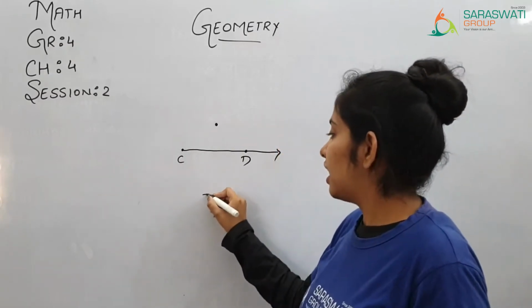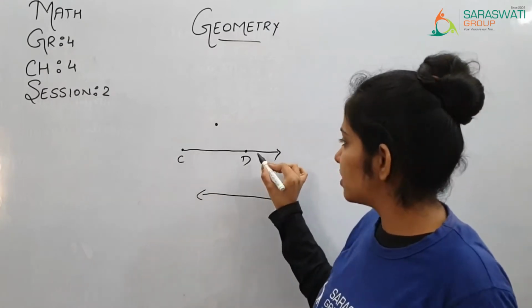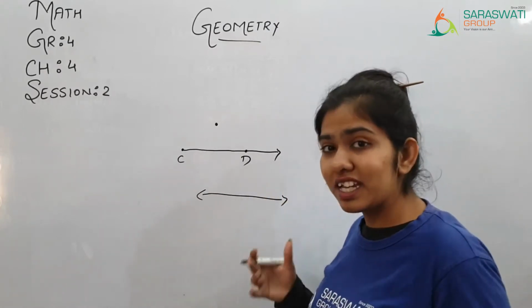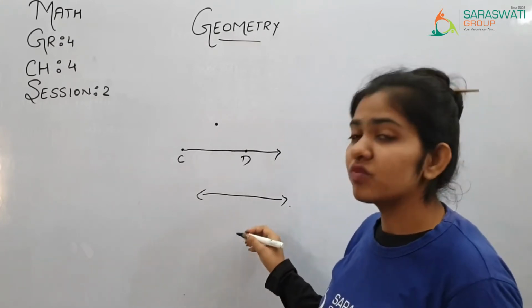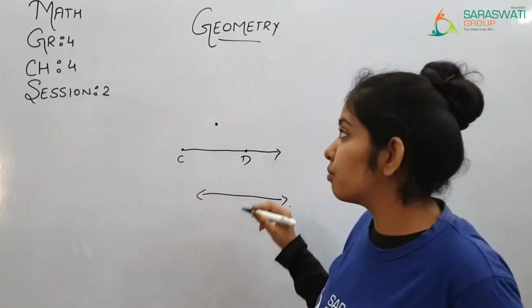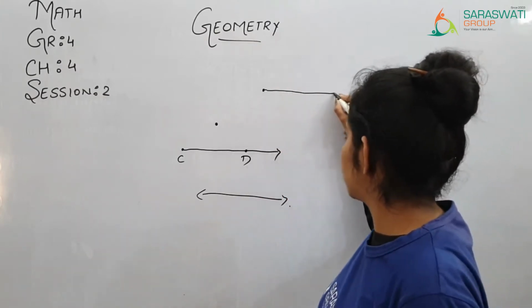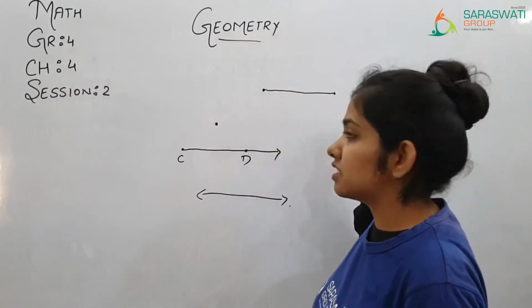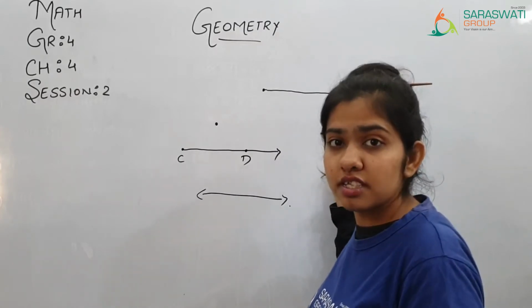Now a line can be stretched in both directions. A ray can be stretched only in one direction, but a line can be extended in both directions. Then comes line segment. A line segment cannot be extended. It is defined and measured, and on both sides it has its end points. यहाँ पे दोनों साइड पे उसके end points हैं.